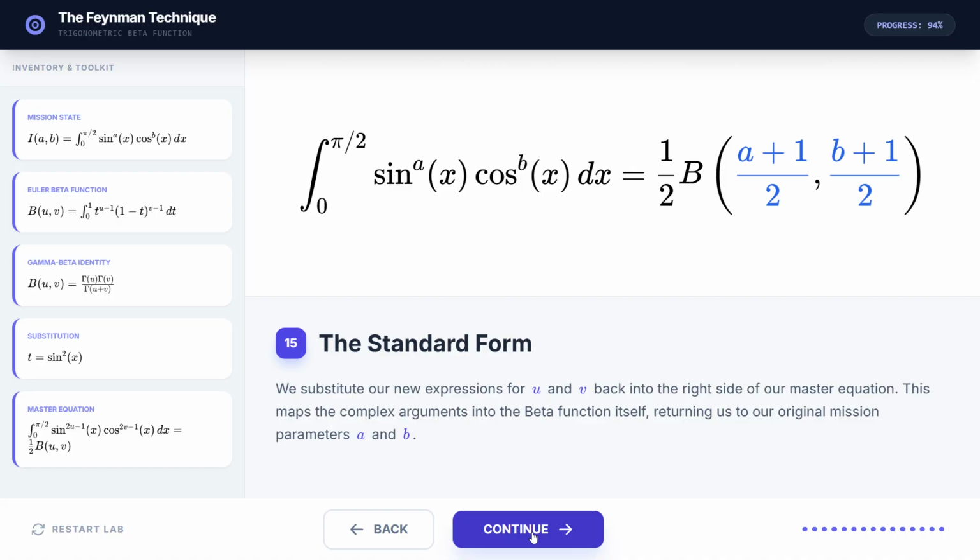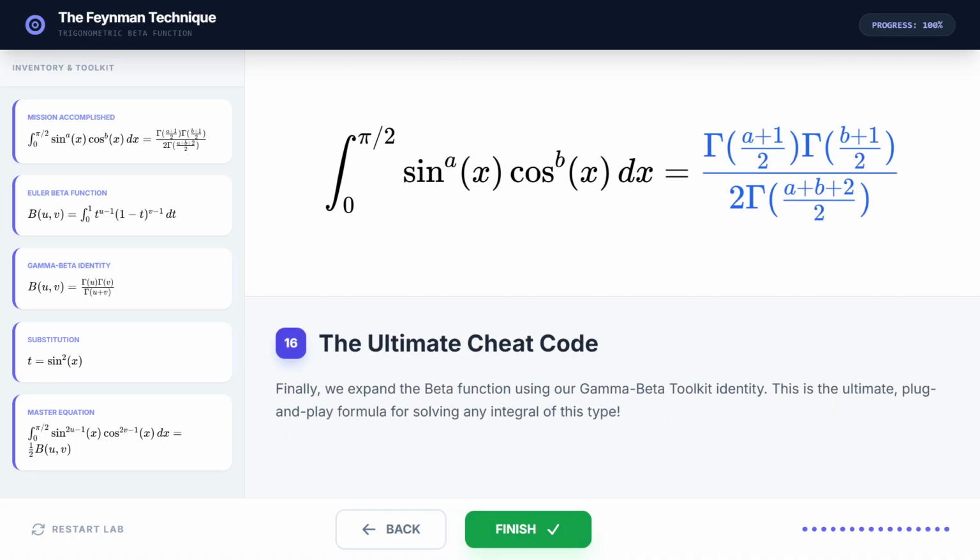And now we're going to use the beta-gamma relationship and plug it in. And we just kind of have the ultimate cheat code here for any integral like this. And for integers a and b, this is going to turn out nice, because half integer multiples of the gamma function evaluate to something involving square root of pi. So you can see that for integer values of a and b, we're actually going to get an elementary result for this.